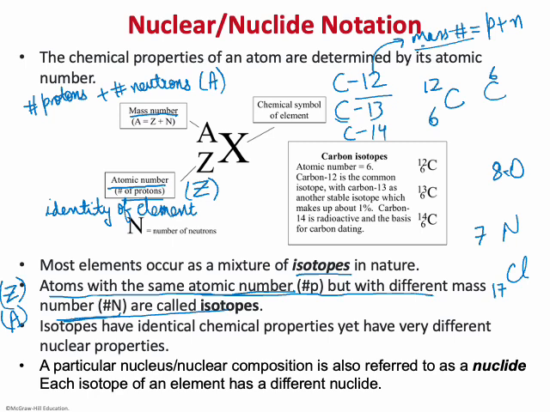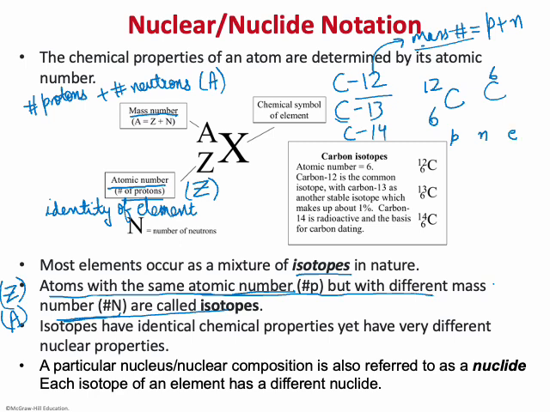So if I give you these and I ask you how many protons, neutrons, electrons do all of these have, you can figure that out very easily. For example, let's make some space here first. Carbon 12. How many protons, neutrons, and electrons?